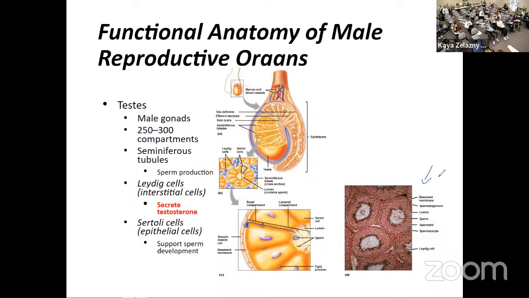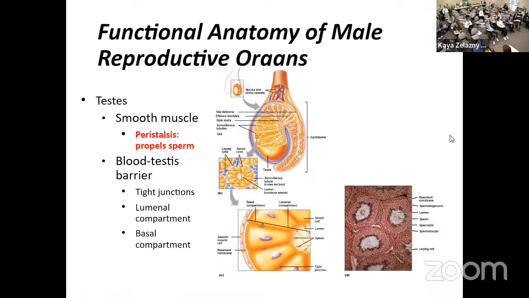And here you see some histology. Stuff is pointed out. If you love histology, go through it. I'm not a big histologist myself.